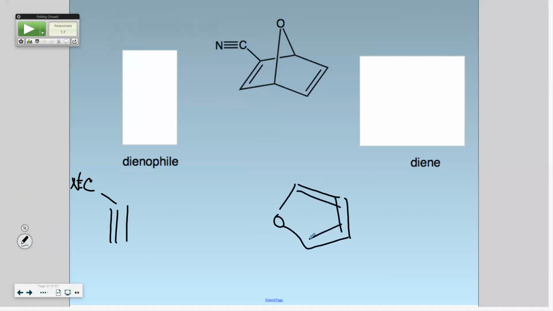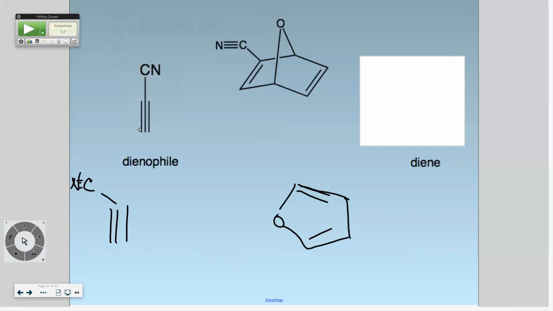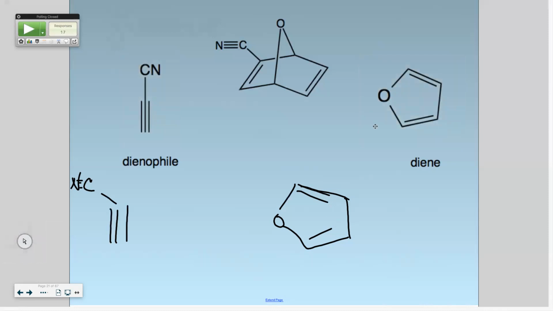I messed it up. I was just drawing what was up there. Let's see if I can fix it. That's actually not too bad. So you should get this one and this one. Which bonds did we break this time? We broke this one and this one.